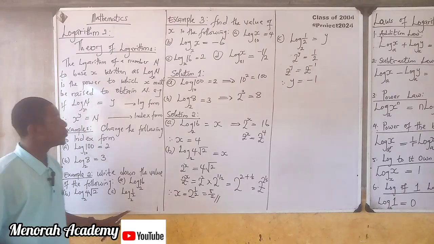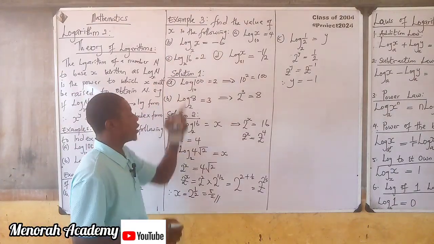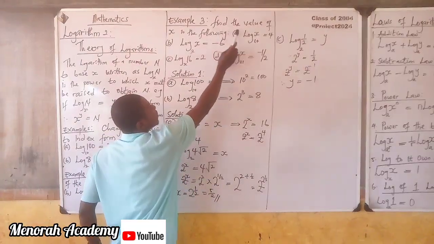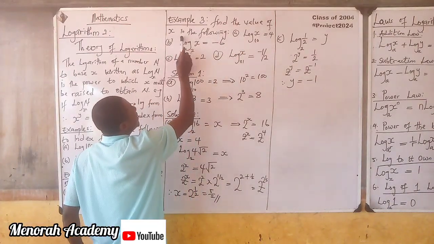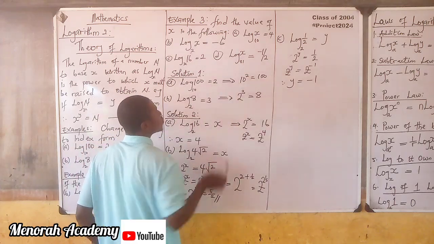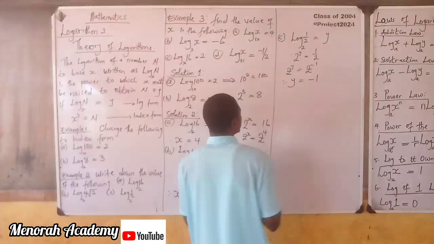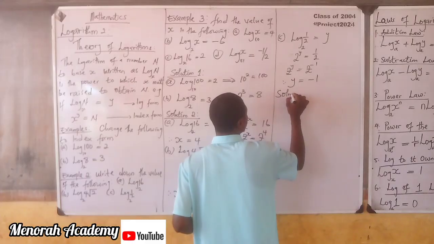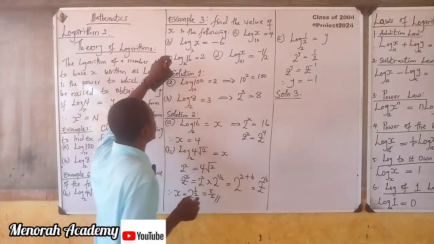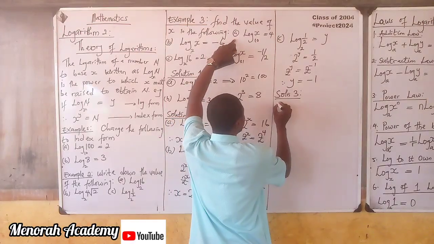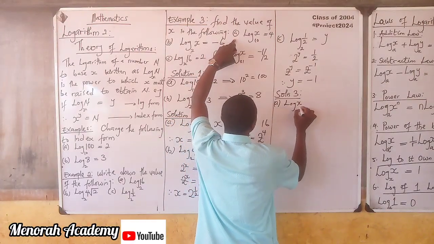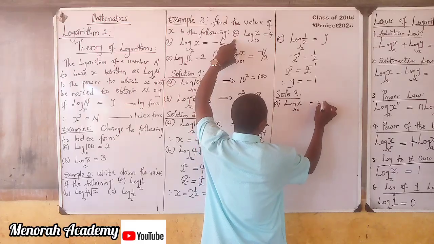Then example 3. Under example 3, we have: find the value of x in the following. They give us x in each of the questions, so we are going to find the value of x. So, we have the solution to example 3. The first one that we want to find the value of x, we have a here, and that is log x to base 10 equals 4.